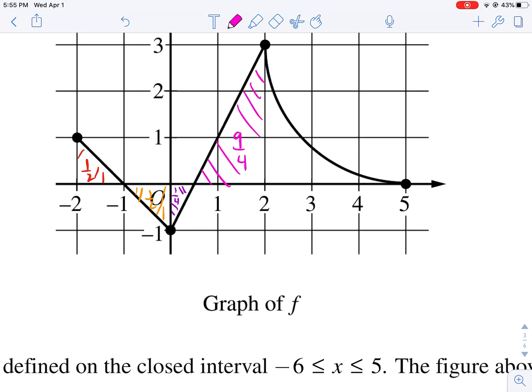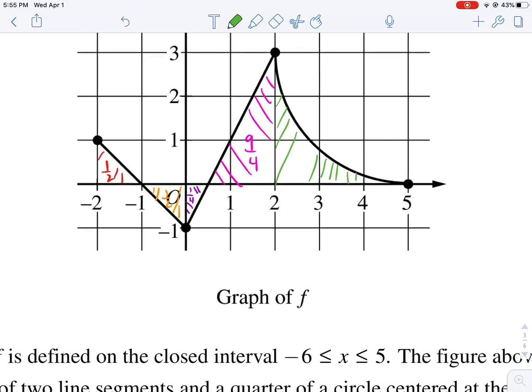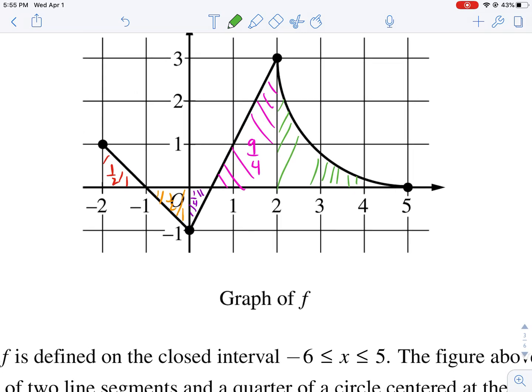And then remember, for this quarter circle, you're finding an area between the curve and the x-axis. So the area we're actually finding is this. So you do a whole rectangle area. This is in a 3x3 rectangle, which had an area of 9. And then you subtract the quarter circle, which is 9 pi over 4. Like that.